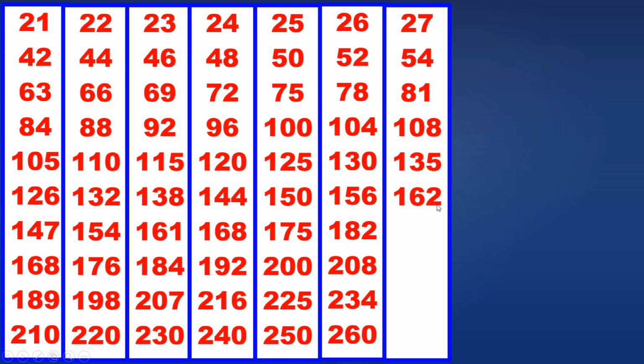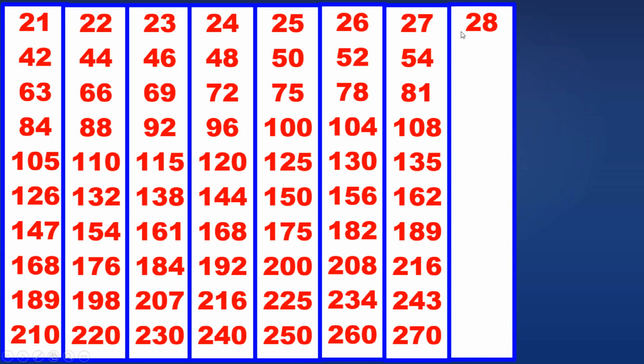27 times 6 are 162. 27 times 7s are 189. 27 times 8s are 216. 27 times 9s are 243. 27 times 10s are 270.